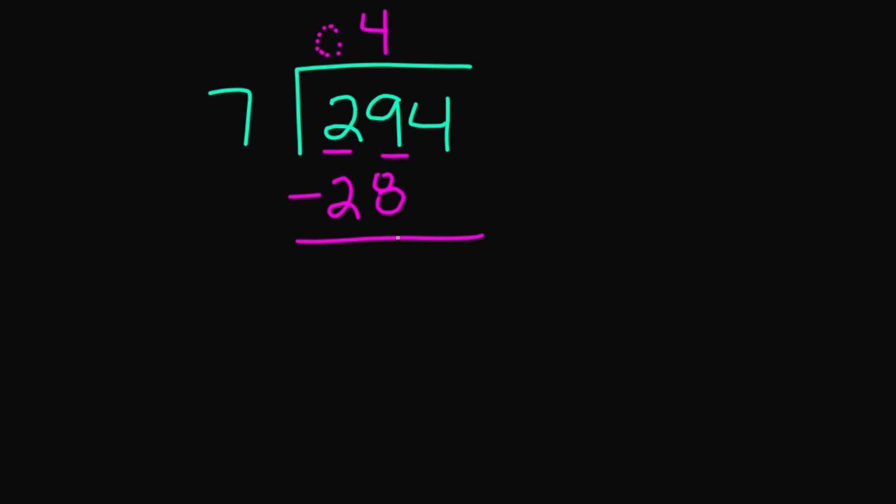29 minus 28 is going to equal 1. I'm going to bring down my 4. 7 goes into 14 now how many times? It goes in 2 times. 7 times 2 is 14. 14 minus 14 is going to equal 0. So your quotient, your final answer is 42.